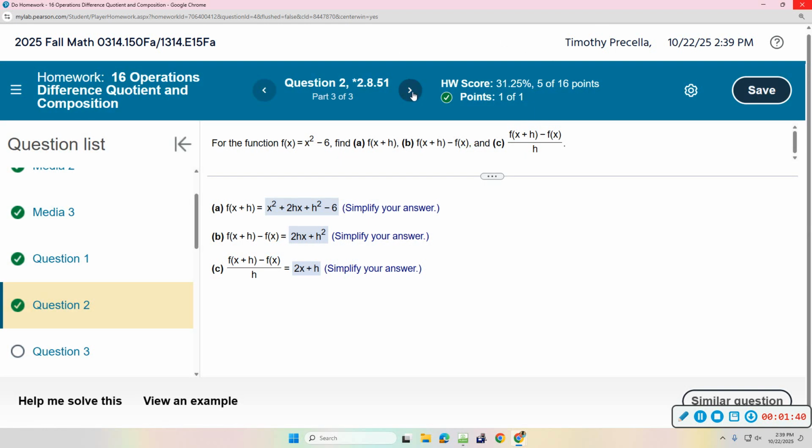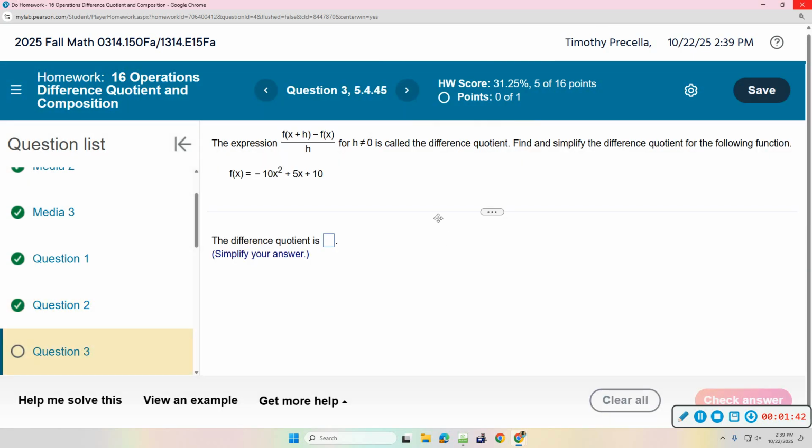Okay. Number 3. I think I'd better flip to another page. Number 3 says find the expression f of x plus h minus f of x all over h for h not 0. Would it make sense for h to be 0? Because you can never have a 0 in the bottom of a fraction, can you? It's called the difference quotient. Find and simplify the difference quotient for the following function.